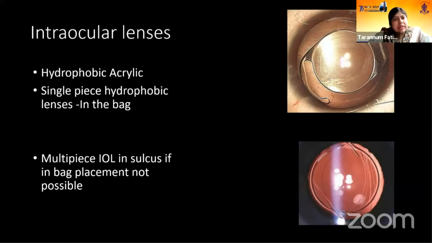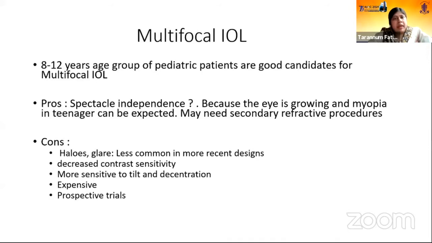The intraocular lens which can be put is the hydrophobic acrylic, which is a good lens, and a single-piece lens we can put in the bag. And if we are planning a sulcus fixation, then we have to use a multi-piece IOL.